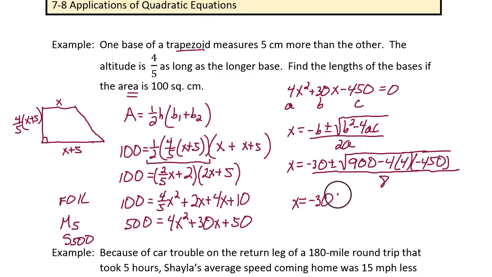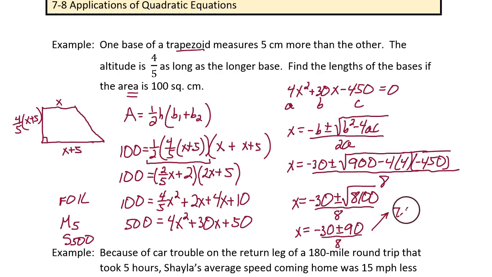Next up, let's simplify in that radical. This makes the square root of 8,100. Next, this makes negative 30 plus or minus 90 all over 8. This is going to lead to two answers. First, negative 30 plus 90 is 60, and 60 divided by 8 gives us 7.5. For the other answer, negative 30 minus 90 is negative 120, and divided by 8 that makes negative 15.